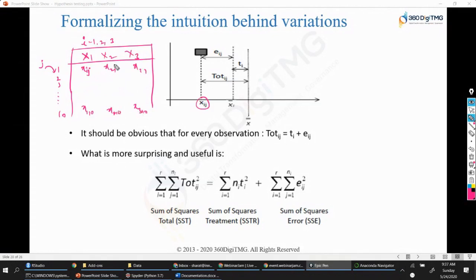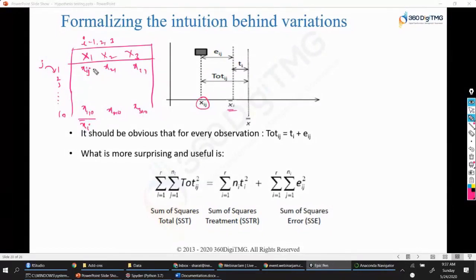Now, we consider the weight loss. Okay, we need to calculate the average as well. So I'll call it x bar i, I'm plotting it here. Okay, the average weight loss for each diet program.